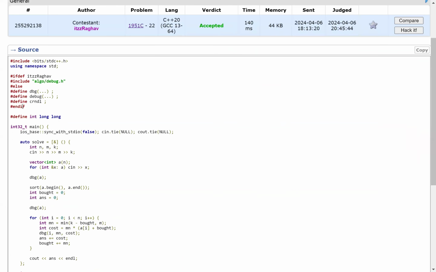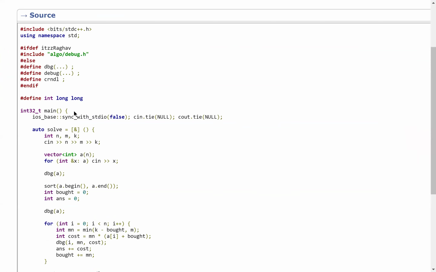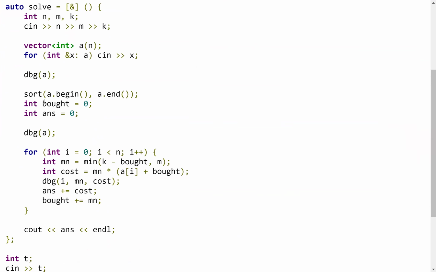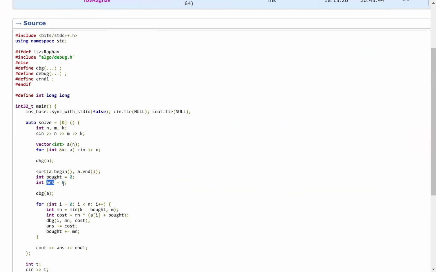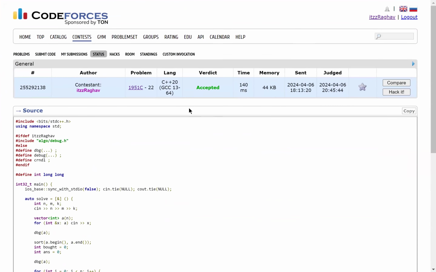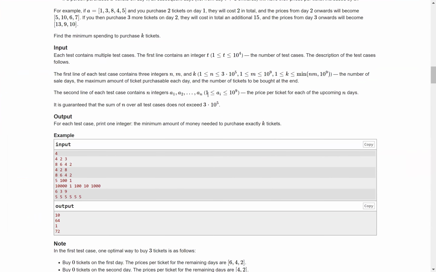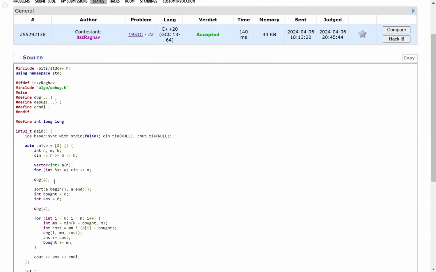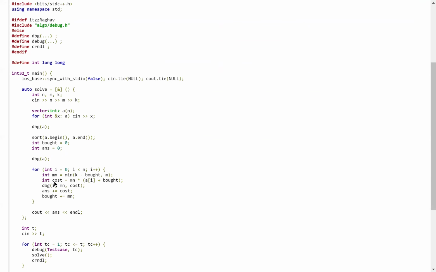So first of all, I'm taking up the inputs. Ignore this DBG. After that, I have been sorting the array. I kept track of the number of tickets I have bought so far and the answer I have got so far. I think that here we can have some overflows. The constraints are, I think, huge enough. Yeah, the value of AI is huge, so summation of AIs can result in overflows. In my case, I have actually defined int as long long so that I won't have to worry about that.